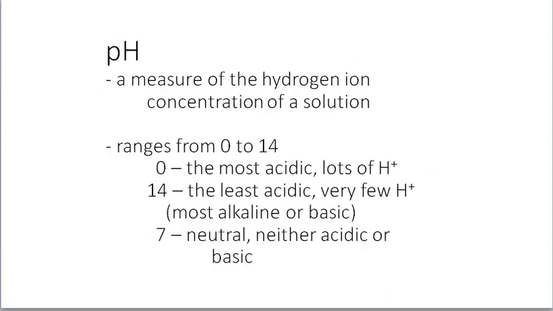pH is a measure of how acidic or how basic a solution is. It's a measure of the hydrogen ion concentration of the solution. 0 is the most acidic, with lots of hydrogen ions. At the other extreme is 14, which is very basic and has very few hydrogen ions. Halfway between 0 and 14 is 7. 7 is neutral. It's neither acidic nor basic.